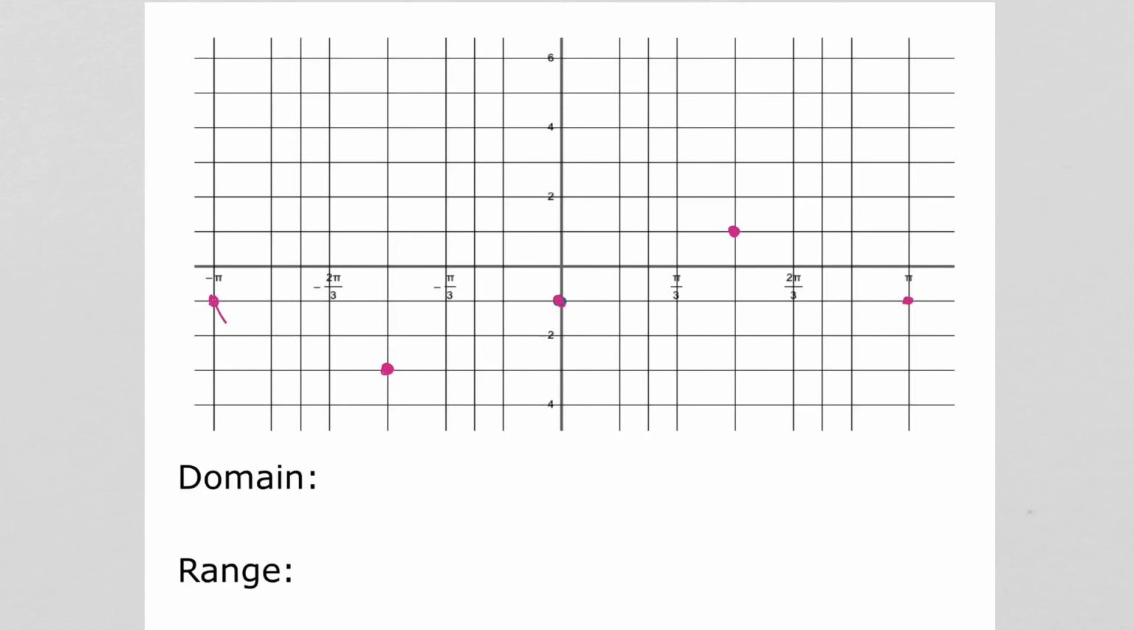Okay, so here's what the sine curve would look like. And that we're going to use to help us graph the cosecant curve. So the asymptotes will be everywhere where we've got an inflection there. So at negative pi, 0, and pi.